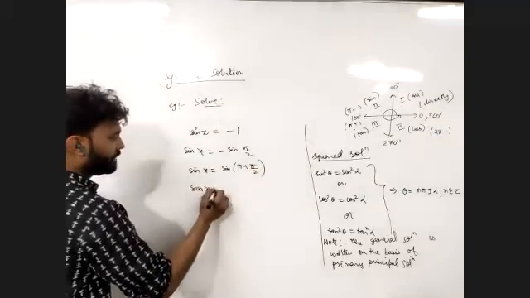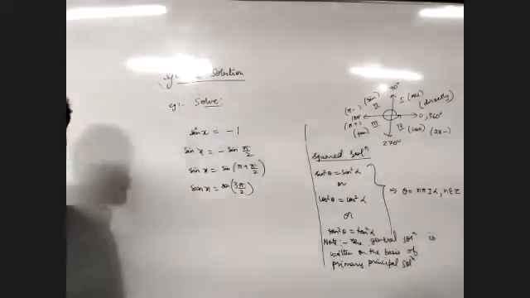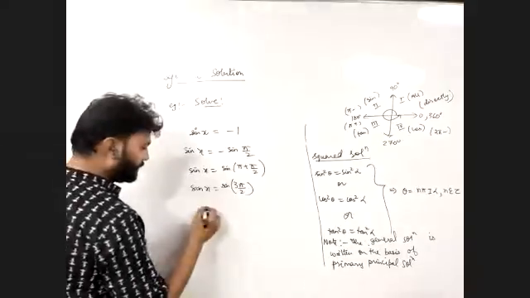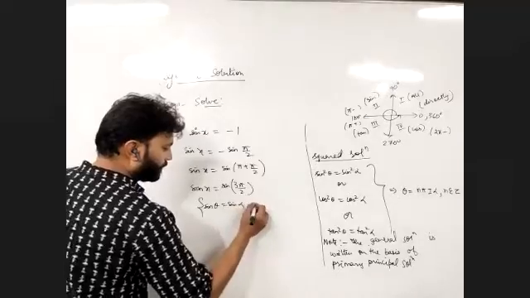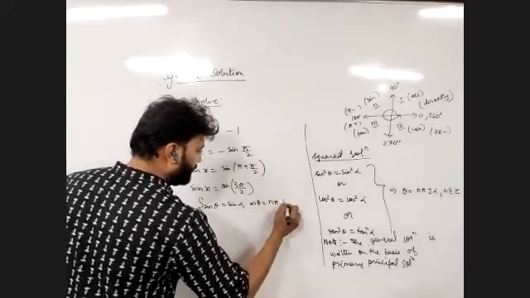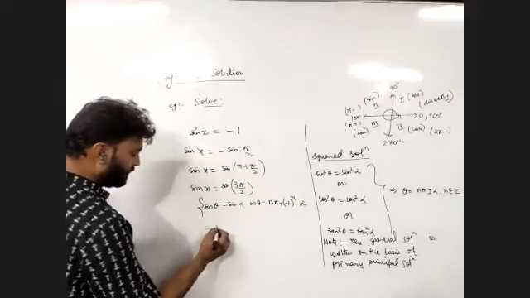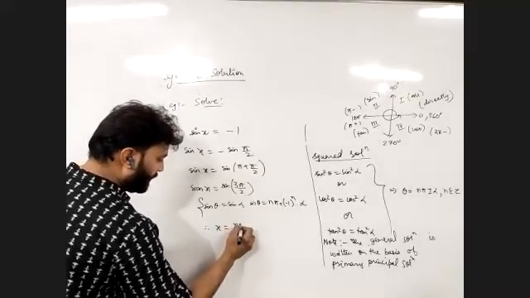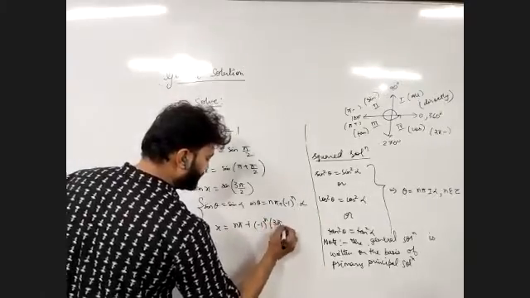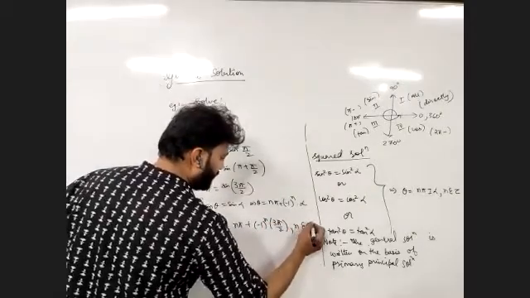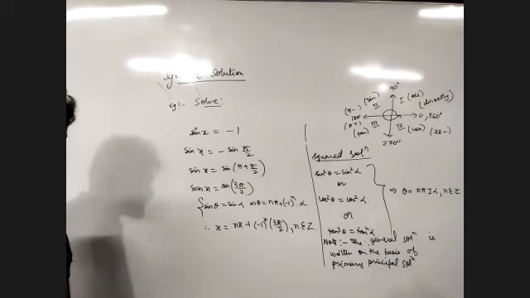So sin x is equal to sin 3 pi upon 2, right? अब sin x equal to sin alpha, sin theta equal to sin alpha, क्या सोल्यूशन था? theta equal to n pi plus minus 1 to the power n into alpha. So therefore, x is equal to n pi plus minus 1 to the power n into alpha. Alpha is 3 pi upon 2, where n belongs to z. That is the value. थोड़ा सा समझ आया?